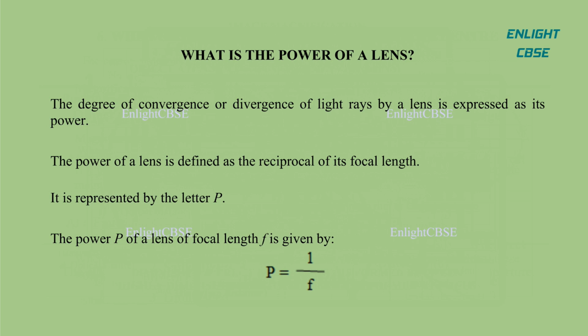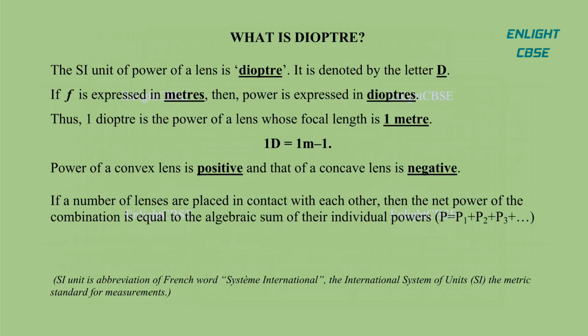The power P of a lens of focal length f is given by P = 1/f. The SI unit of power of a lens is diopter. It is denoted by the letter D. If f is expressed in meters, then power is expressed in diopters. Thus, 1 diopter is the power of a lens whose focal length is 1 meter. 1 D equals 1 m^-1. Power of a convex lens is positive and that of a concave lens is negative.